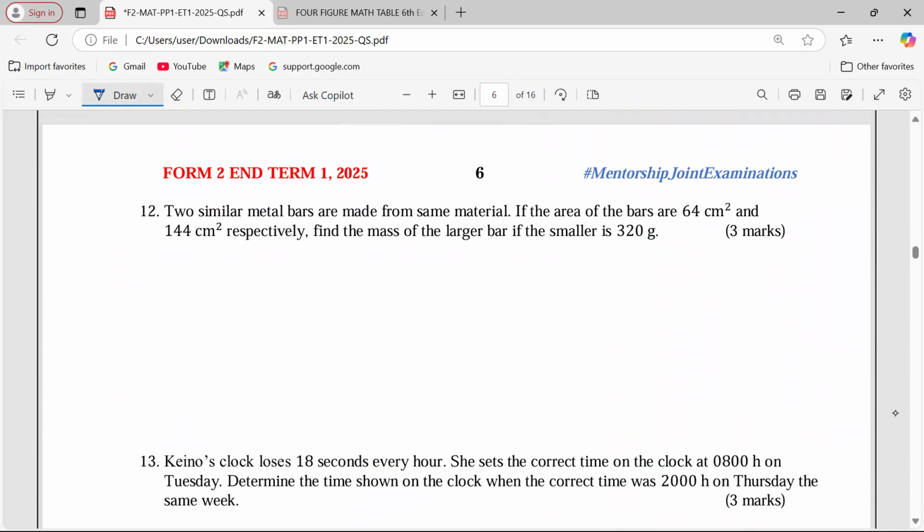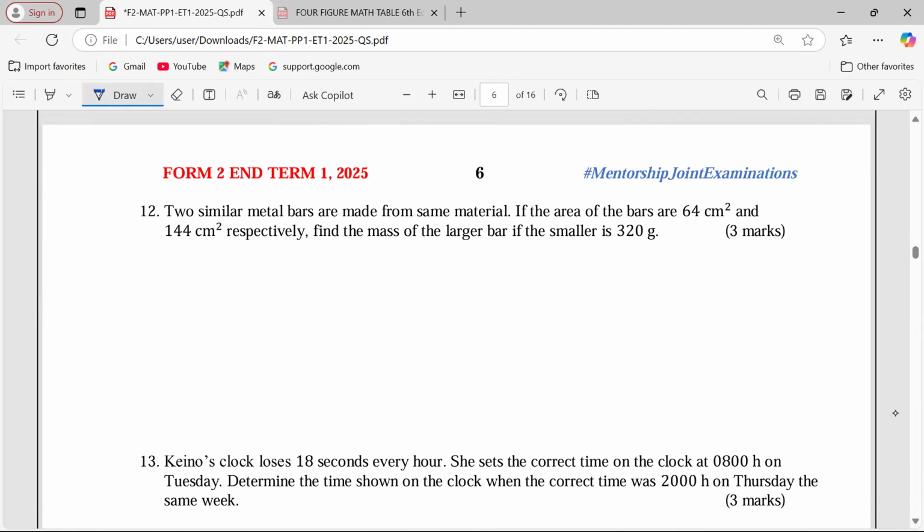Look at number 12, which is on similarities and enlargements. Two similar metal bars are made of the same material. Then if the areas of the bars are 64 square centimeters and 144 square centimeters respectively, find the mass of the larger bar if the smaller is 320 grams.